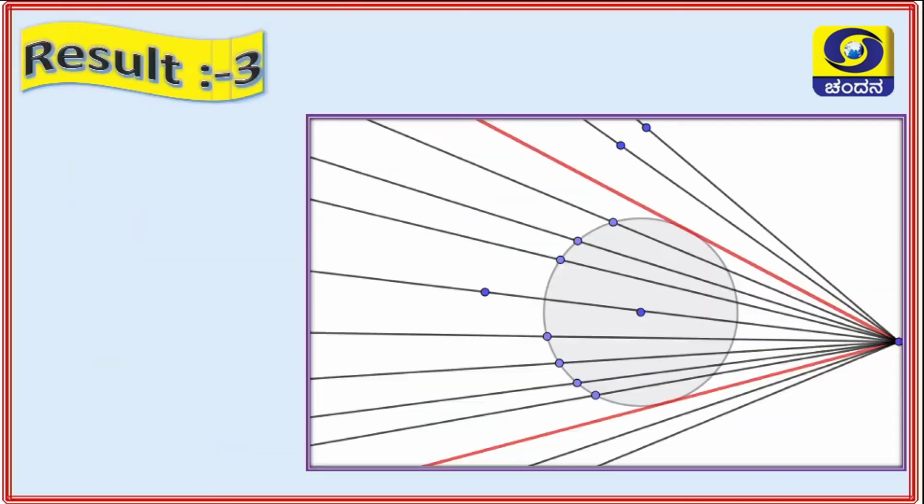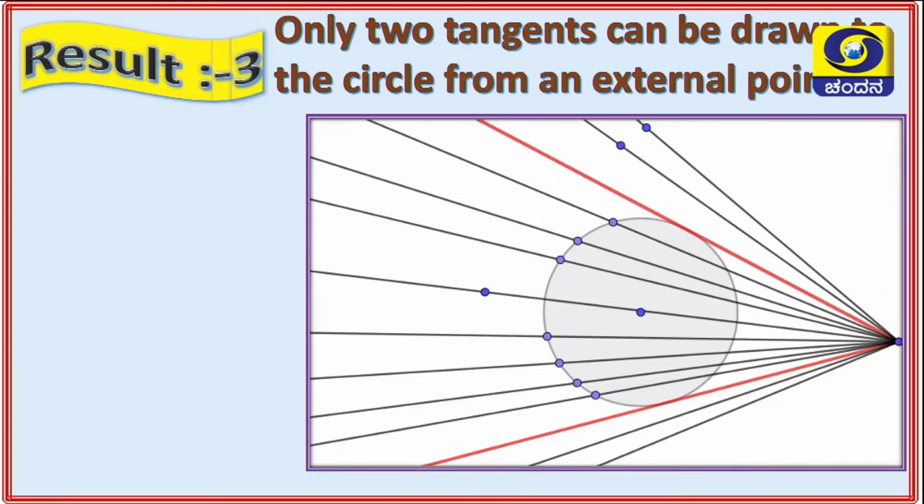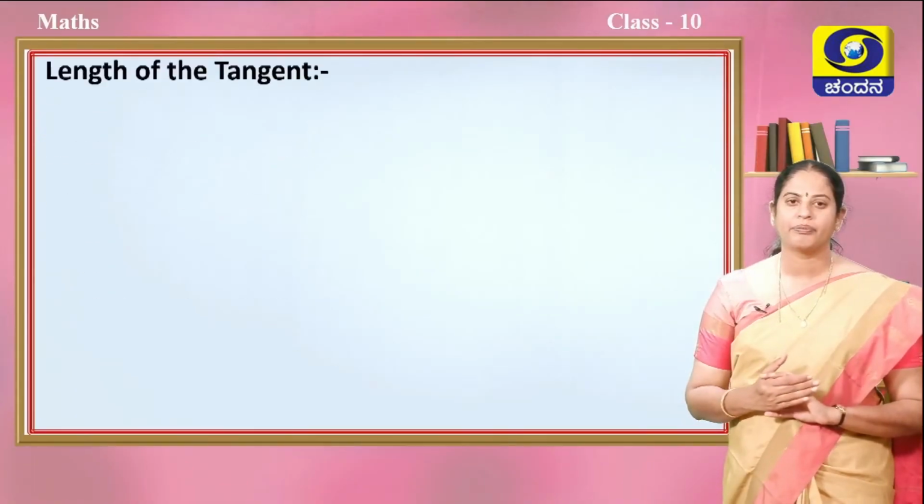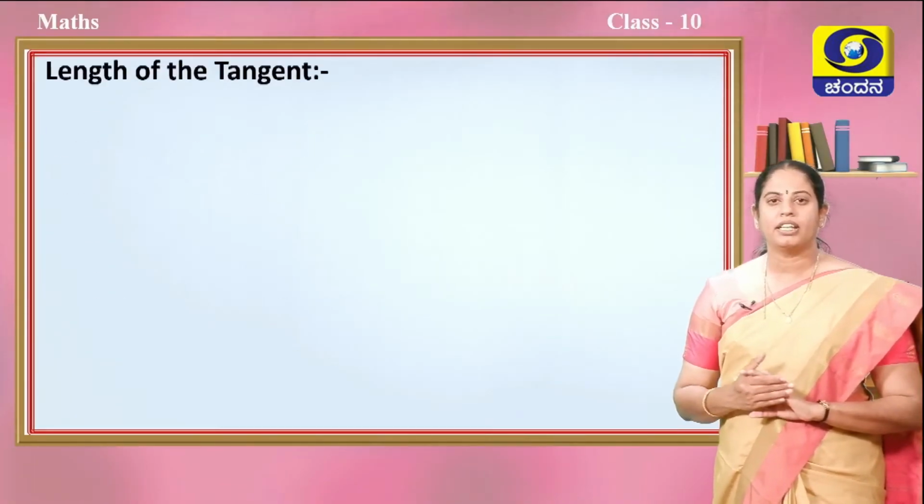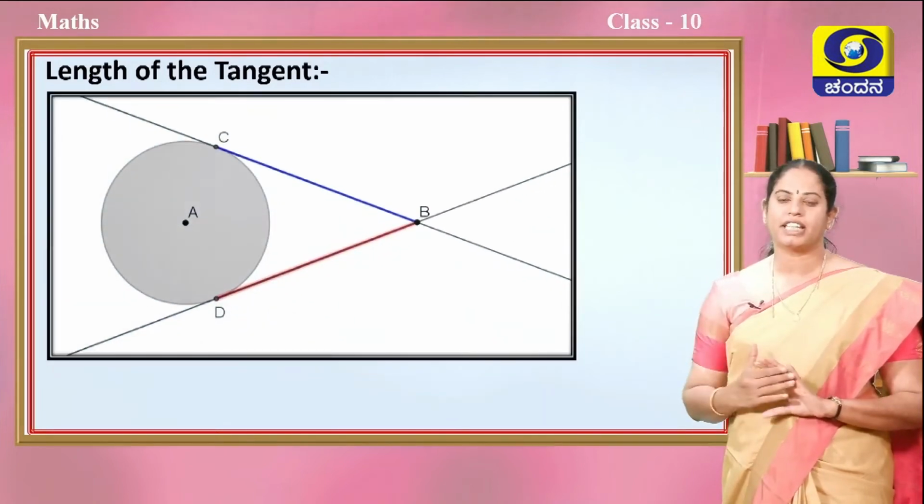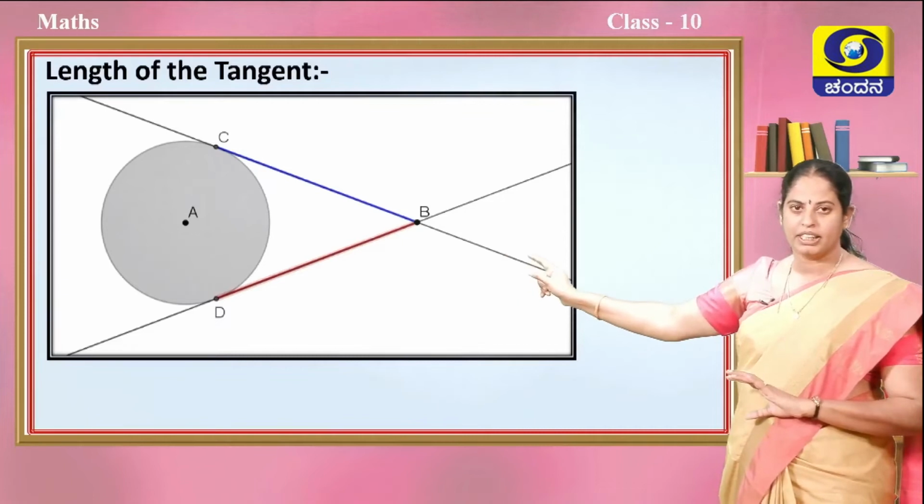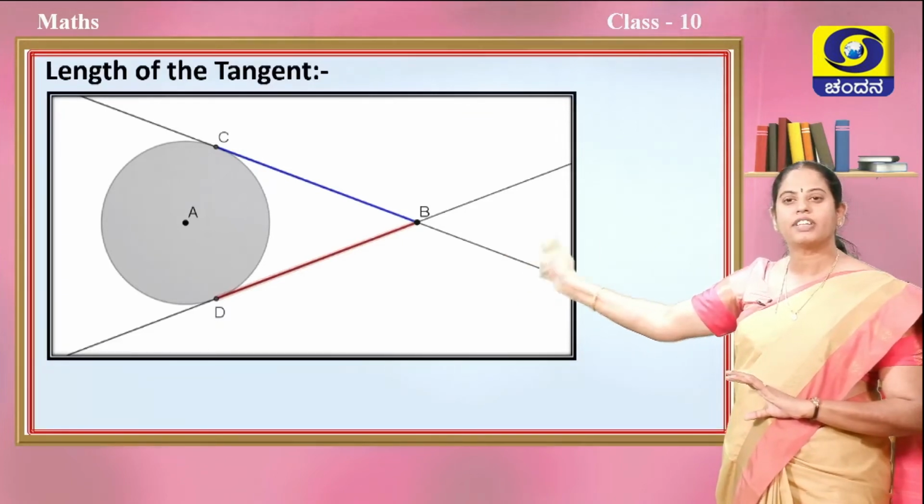Observe here, the lines in red color: only 2 tangents can be drawn from the point P. Yes, only two tangents can be drawn to the circle from an external point. Then what is the length of the tangent? When we draw the tangent from the external point, what is the length of that tangent?